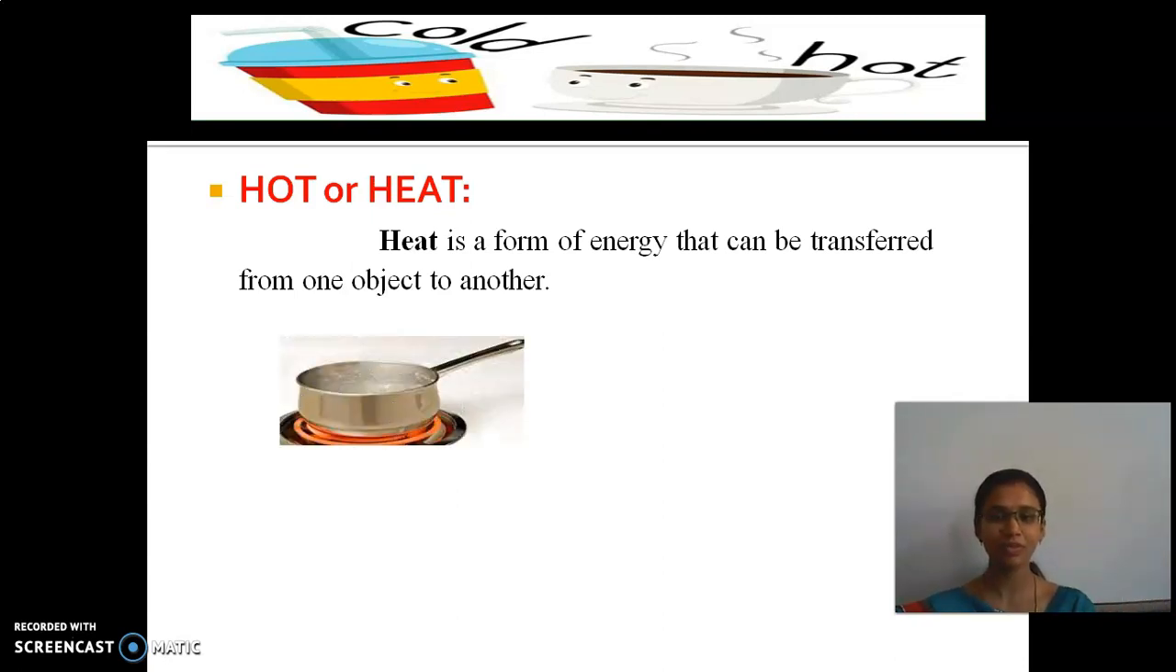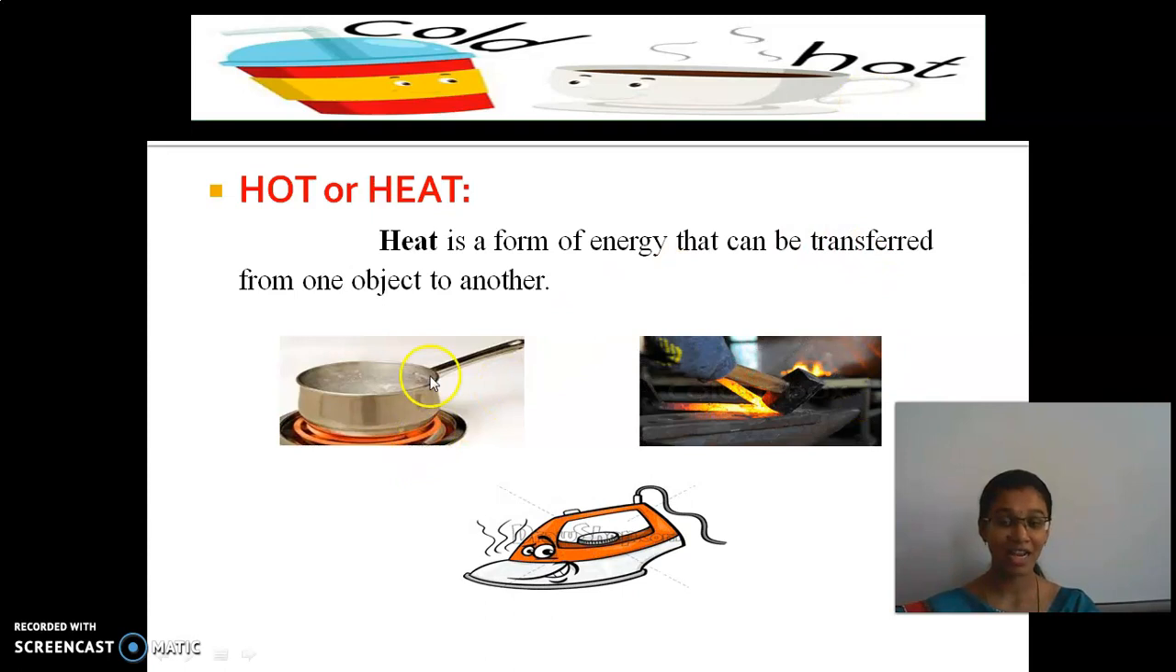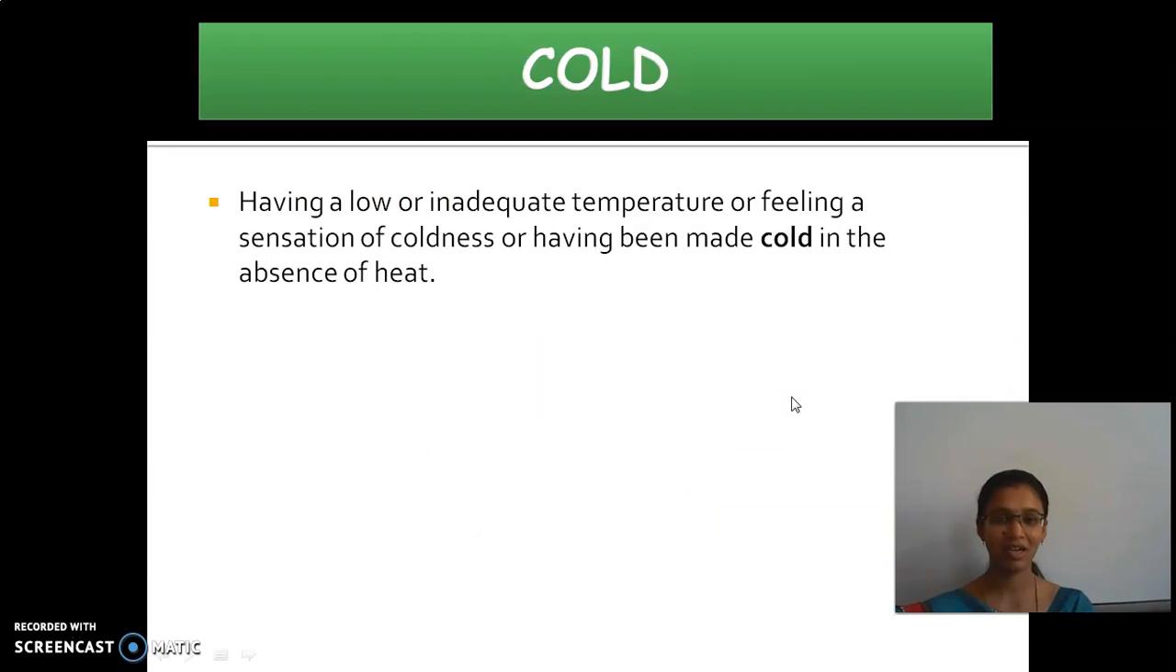Yes or no? So, see here. These are some of the objects which are very hot. Iron box, and then what is this? Water boiling here, and then what is this? They are making that iron into some objects by heating. Yes.